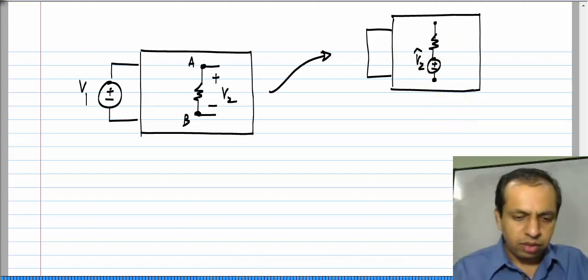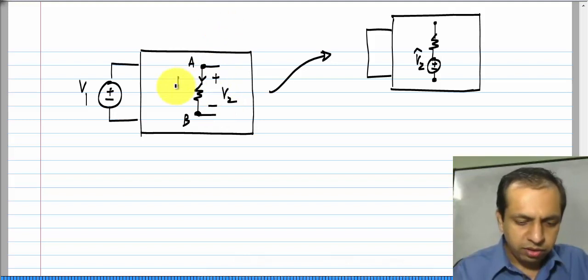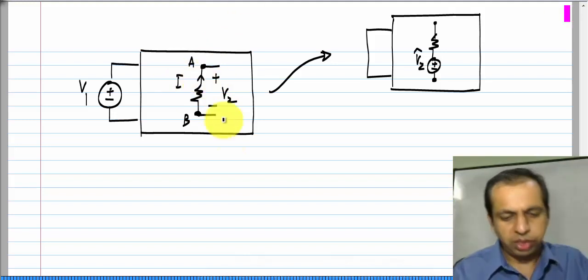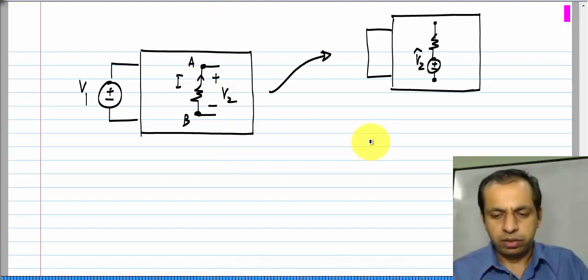Okay. Now, I already know the result. When V1 is applied, a certain V2 appears across A and B, and obviously you also know this current which flows through the resistor. Okay.